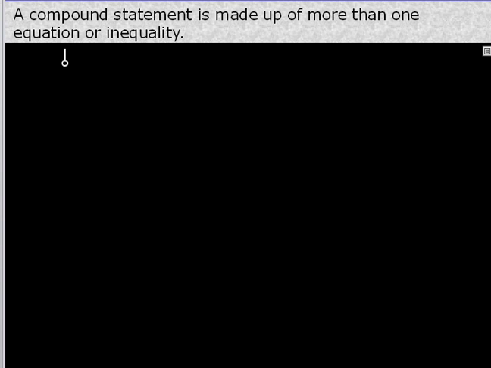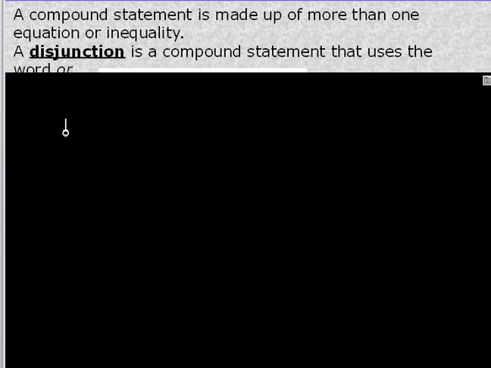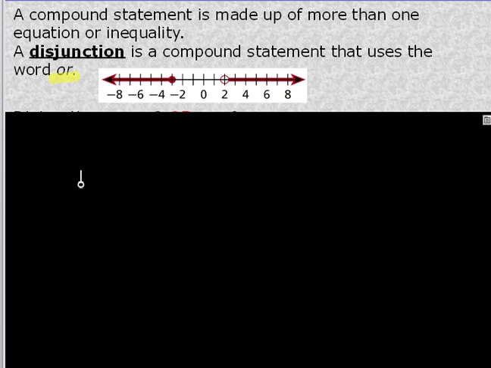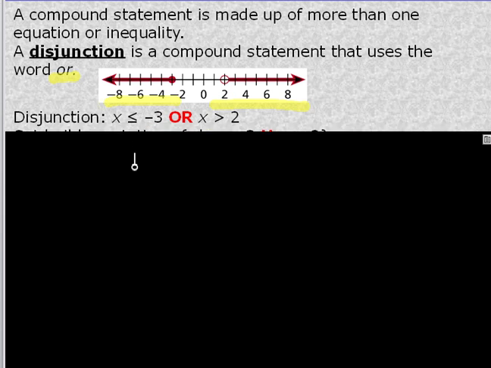So what is a compound statement? It's made up of more than one equation or inequality. So let's look at disjunction. There are two major classes of compound statements. Disjunction is a compound statement that uses the word or. So here's an example. X is greater than 2 or X is less than or equal to -3.